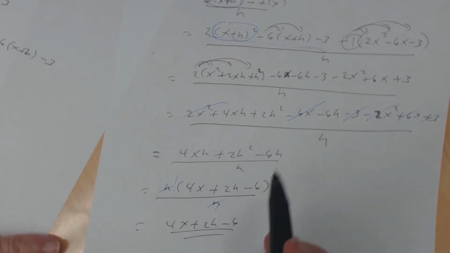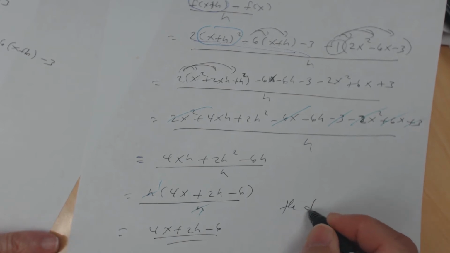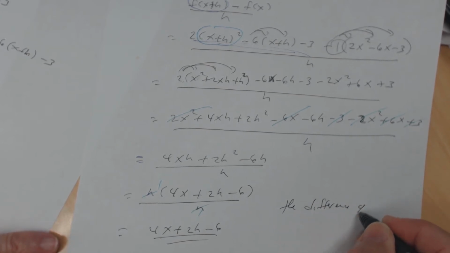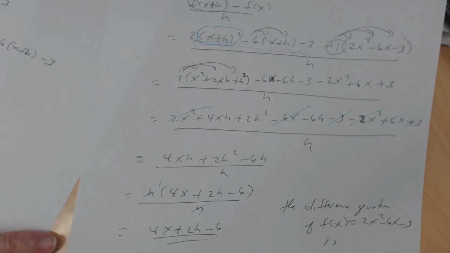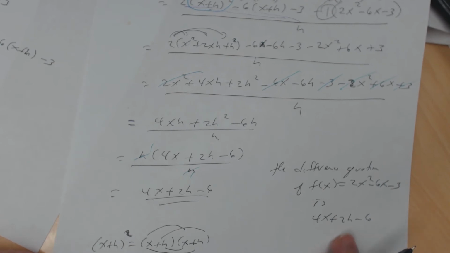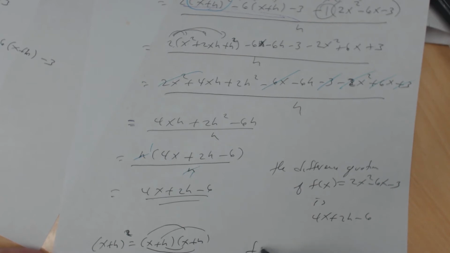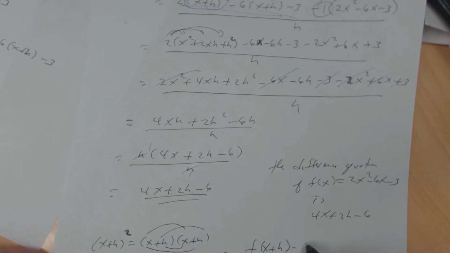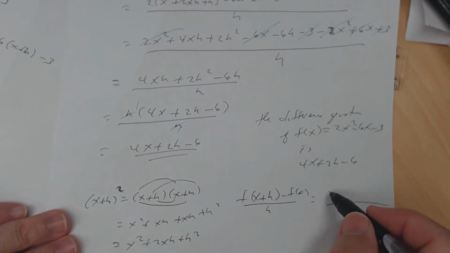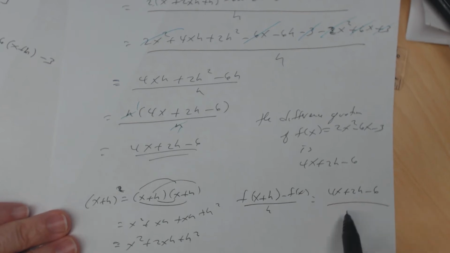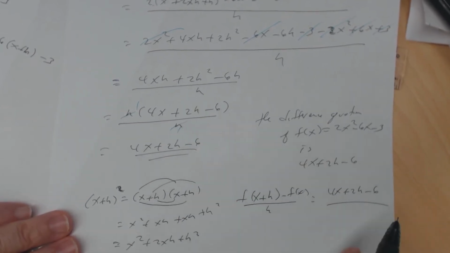So that's your answer. So that's the difference quotient of that function. So the difference quotient of f of x, which equals 2x squared minus 6x minus 3, is 4x plus 2h minus 6. Now, this means something, so you're going to see how to apply this next semester. Now, on the worksheet, it's going to say f of x plus h minus f of x over h equals blank. You're going to put this in the blank. So you can put 4x plus 2h minus 6. So that's the difference quotient for that function that we're looking at.